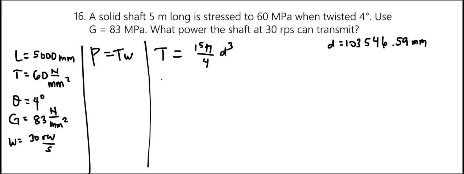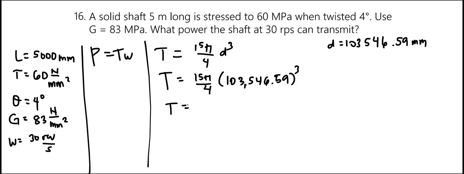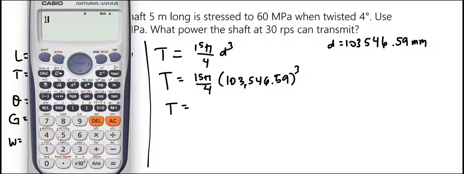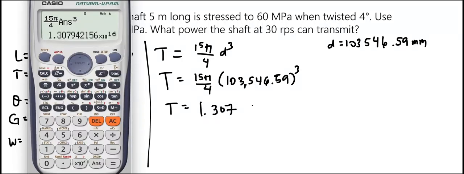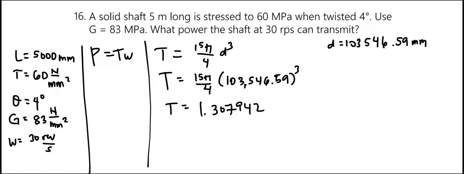We have torque equal to 15 pi over 4 times the diameter cubed. That's equal to 1.307942156 times 10 raised to the 16th power Newton millimeters.